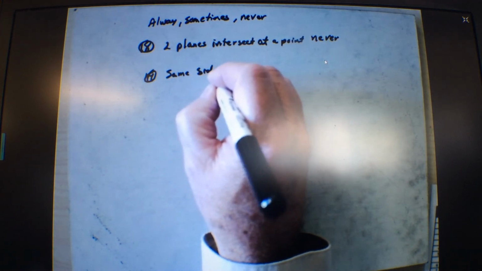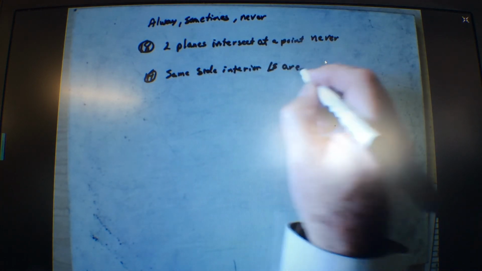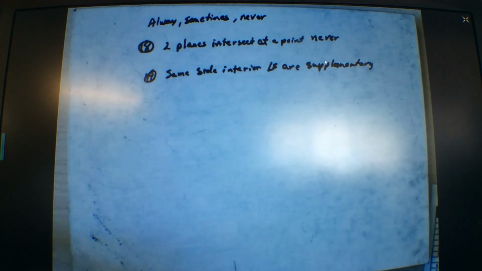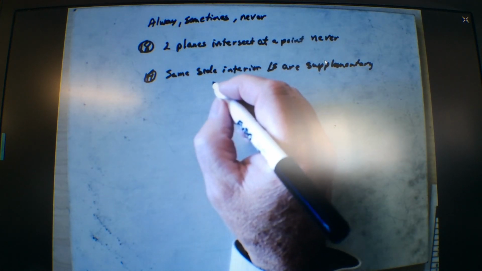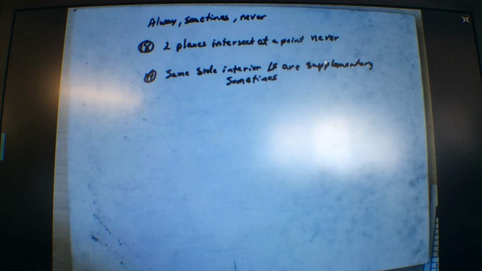Same side interior angles are supplementary. True. Solid. I have not heard one answer. I hear mumbling. Sometimes. Do you agree? Yes. Sometimes. Tell me about that. If the lines are parallel, then they are. If not, they're not. Okay?